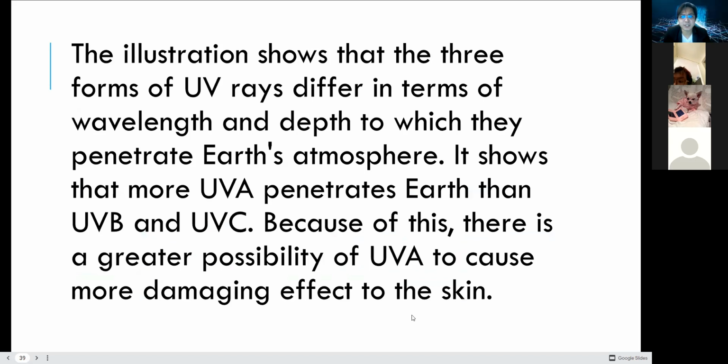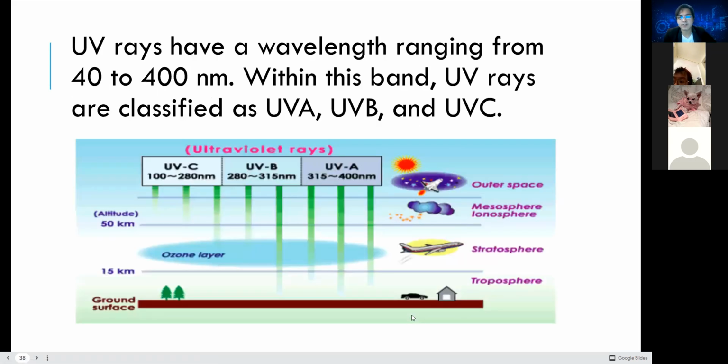The illustration shows that the three forms of UV rays differ in terms of wavelength and depth to which they penetrate Earth's atmosphere. It shows that more UVA penetrates Earth than UVB and UVC. Because of this, there is a greater possibility of UVA causing more damaging effects to the skin. Take note as you look at the illustration.